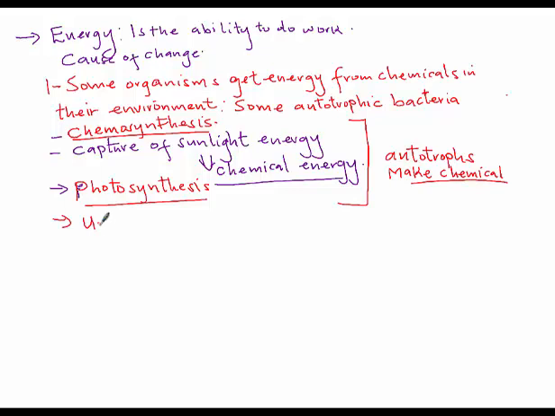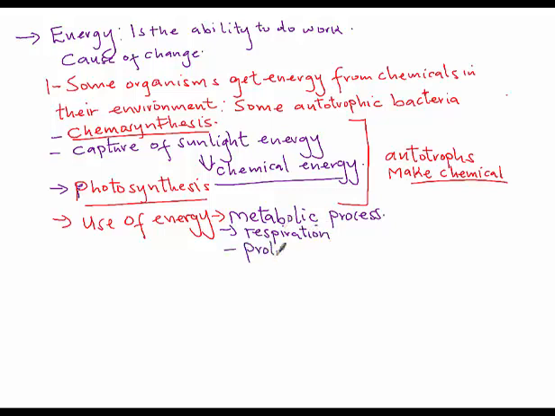So what is the use of energy? All organisms depend on energy for their metabolic processes. When we talk of metabolic processes, it may include respiration, it may include protein synthesis, that is making of protein. It may include excretion, which is the removal of waste. So all these processes, as you see them, will need energy in order for them to take place. Imagine an organism that does not have energy, then this organism is really in big trouble.